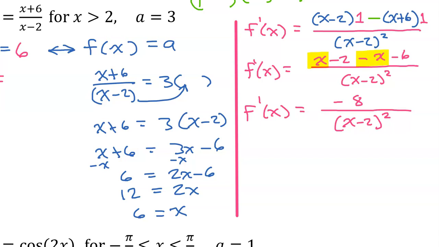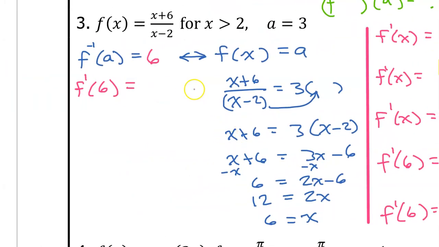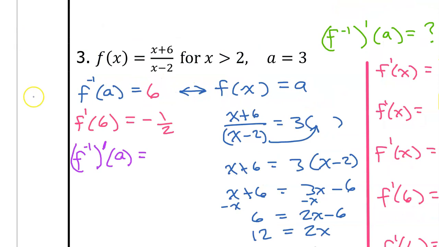So remember, I need to evaluate this at the value that I found in the previous step. So I need to do f prime at 6. So that's going to be negative 8 over 6 minus 2 squared. So that's going to be negative 8 over, this is 4 squared, which is 16, which equals negative 1/2. So that is the end of step 2. And step 3 is trivial because to find the final answer, we just take the reciprocal of step 2. So the final answer is negative 2.